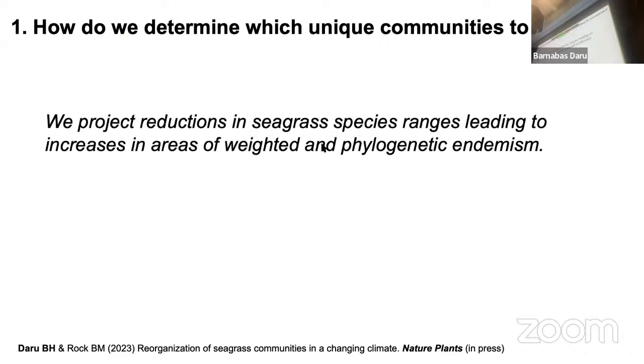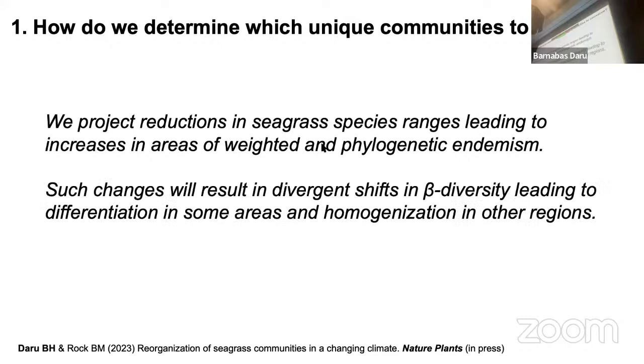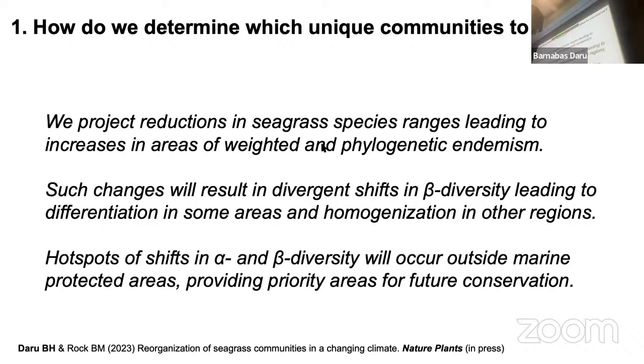So going back to the initial question in terms of how do we determine which unique communities to conserve? So we show that there will be projected reductions in seagrass species ranges that will lead to increases in areas of endemism. However, such changes will also result in divergent shifts in beta diversity that can lead some areas to become very differentiated, as well as other regions become more homogenized. And so the hotspots of shifts in alpha and beta diversity, however, will occur outside of the current marine protected area network. And this provides opportunities for prioritizing future conservation actions.